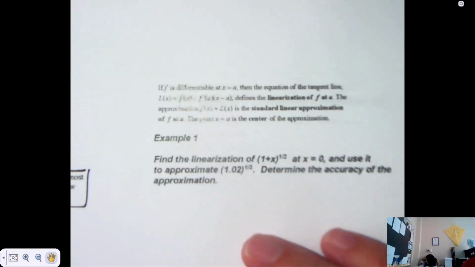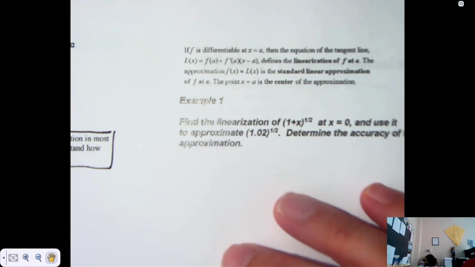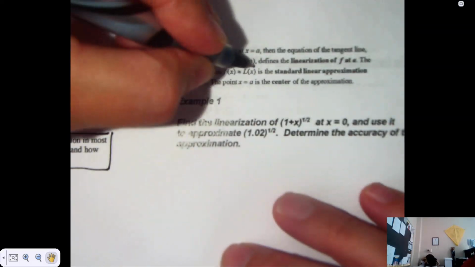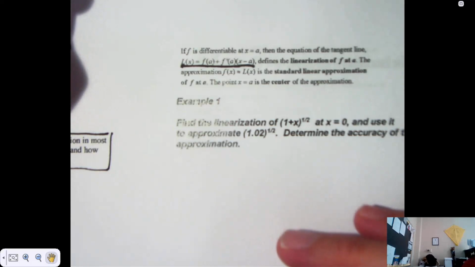All right, so here's the theorem. If f is differentiable at some point x equals a, then the equation of the tangent line L of x, which stands for the linearization of x, is f of a plus f prime of a times x minus a. That looks like something brand new, doesn't it? Does that look like something brand new?